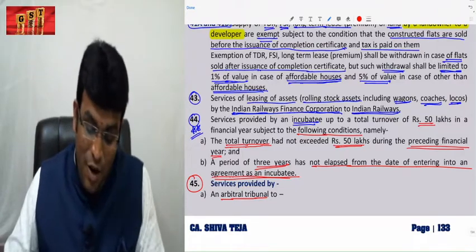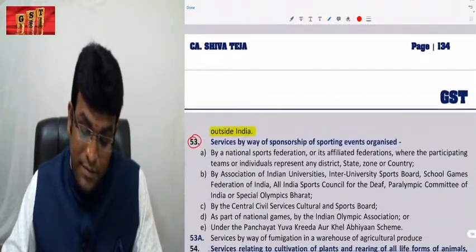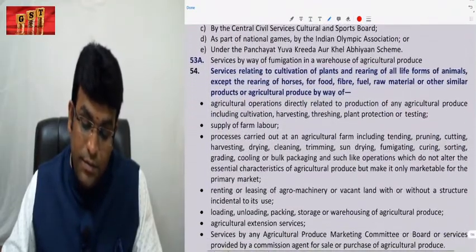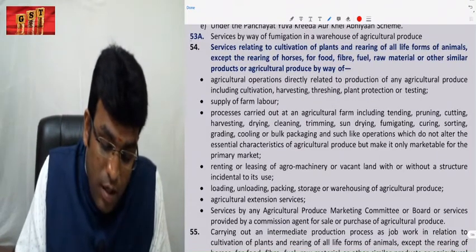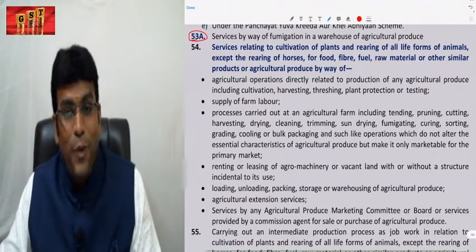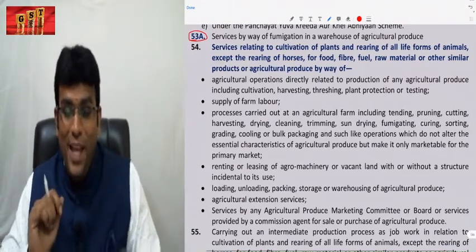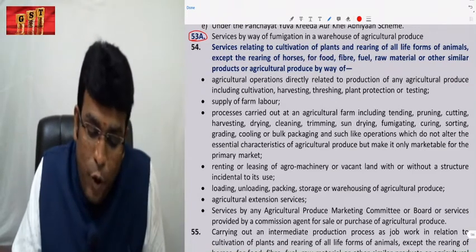That's it. 45th point, 46, 47, 48, all these points done. Come on, friends, let's look at 53A, my dear friends. Which point we're looking at? 53A. Services by way of fumigation.